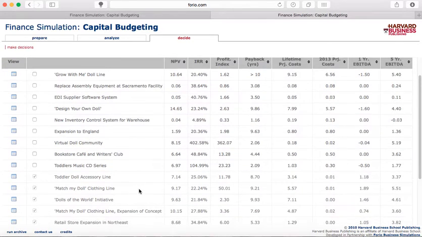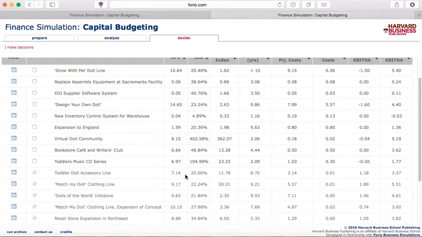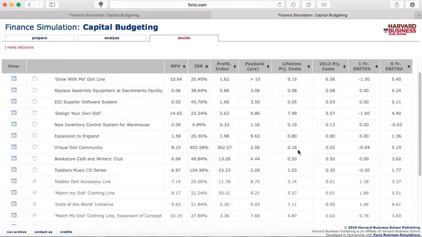So on this section, we can see that some of these are very high, but they may not always have the highest payouts for our company. It looks like the virtual doll community is extremely high and looks very desirable, low cost, and low lifetime costs over the course of its economic life. First year, it will have a negative EBITDA, but in 5 years, it looks like that number will be increasing.